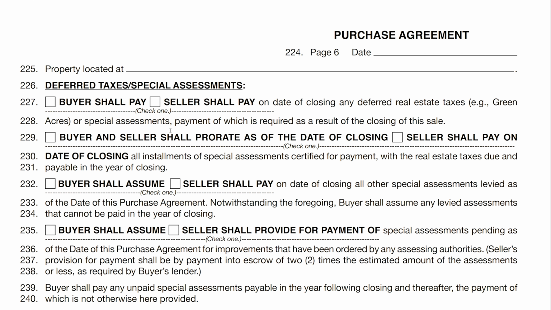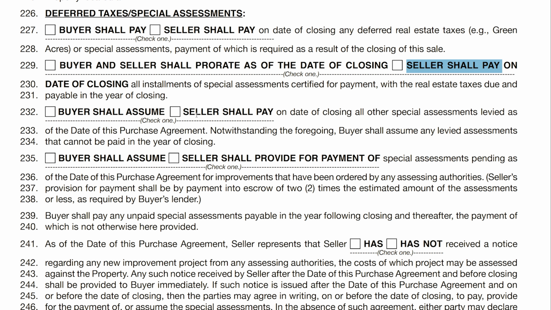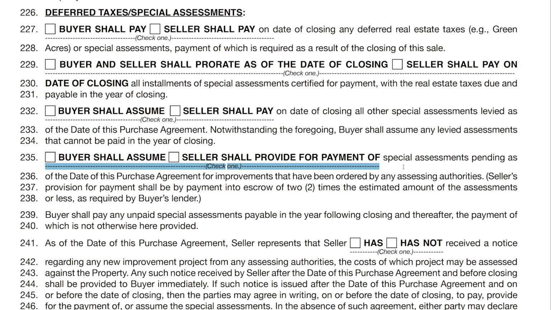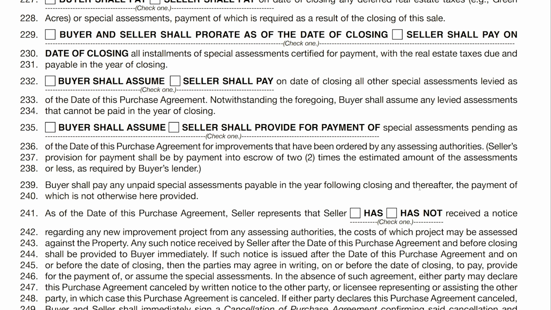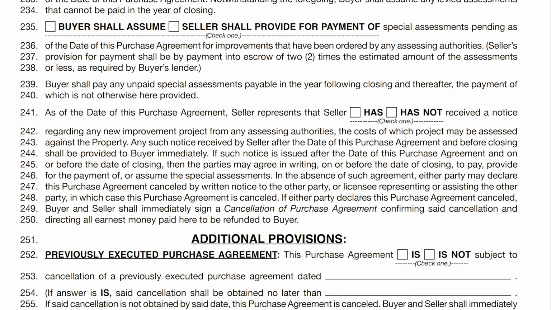Seller shall pay on deferred. Seller shall pay on special assessments. Seller shall pay, seller shall pay. If for some reason there is a special assessment there and the seller is not going to pay, they're usually going to counter back and say, hey, we're not going to pay this, and you can get it sorted out from that. This is also stating that the seller has not received a notice, so they can't misrepresent that there is one there or that there is not, and the title company is going to be able to find out.